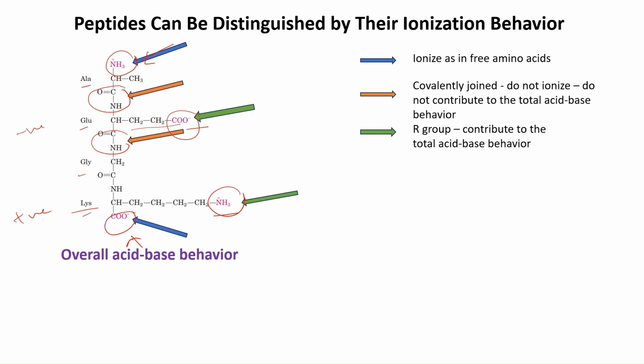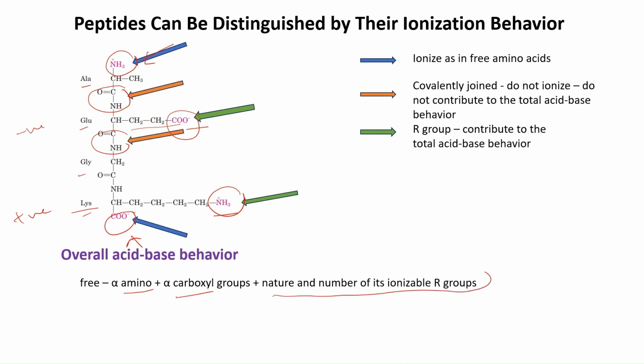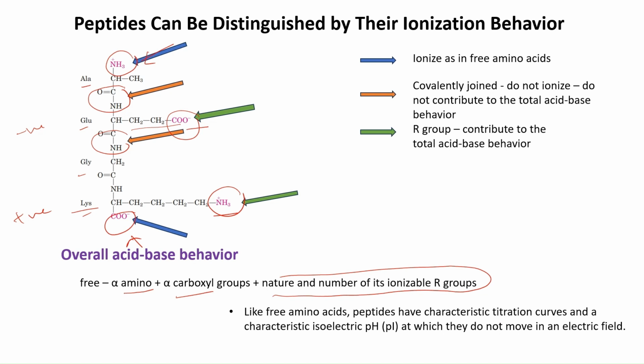Now, for the overall acid and base behavior, what all do we need to check? The free alpha amino group, the free alpha carboxyl group, and the nature and number of ionizable R groups, the green one. Depending upon this, every peptide will have different ionization behavior or pKa value. Because of this, peptides also have a characteristic titration curve like amino acids. Therefore, they have their characteristic pI at which they do not move in an electric field, because pI means that pH where the net charge is 0.